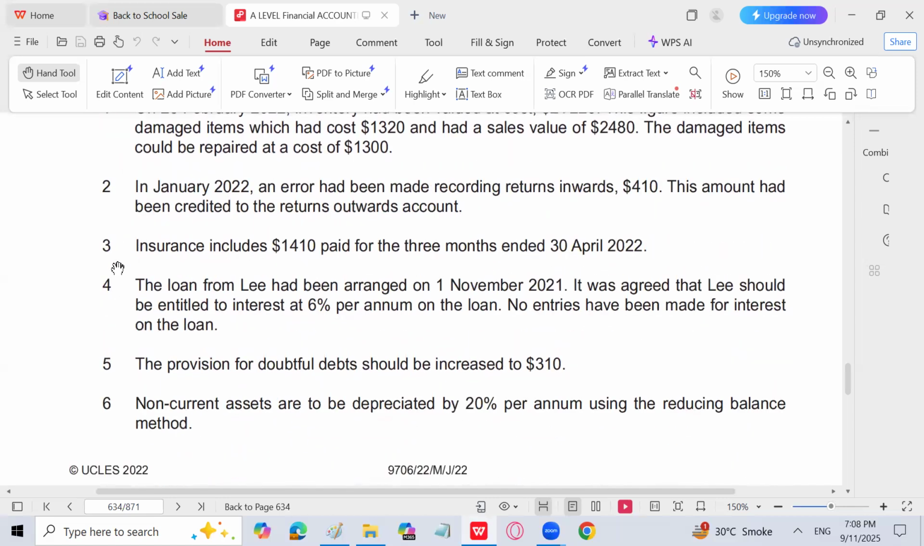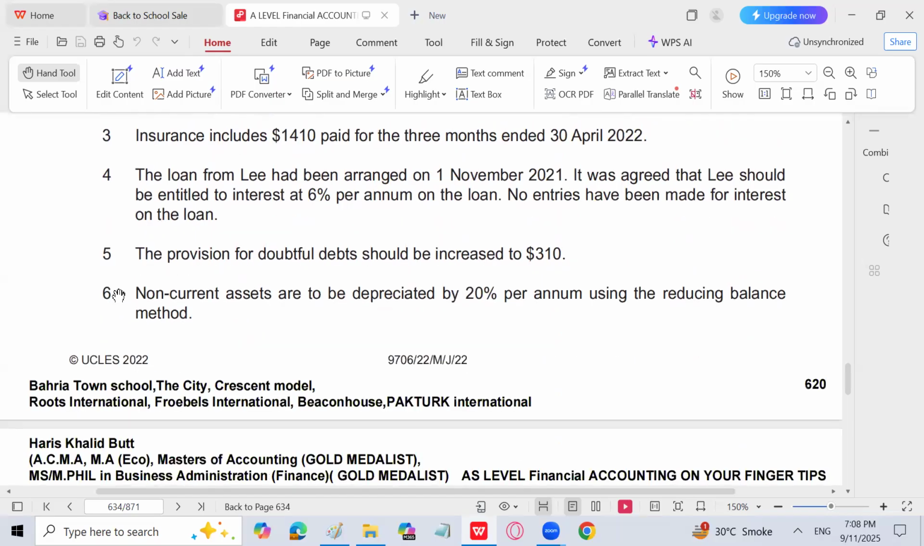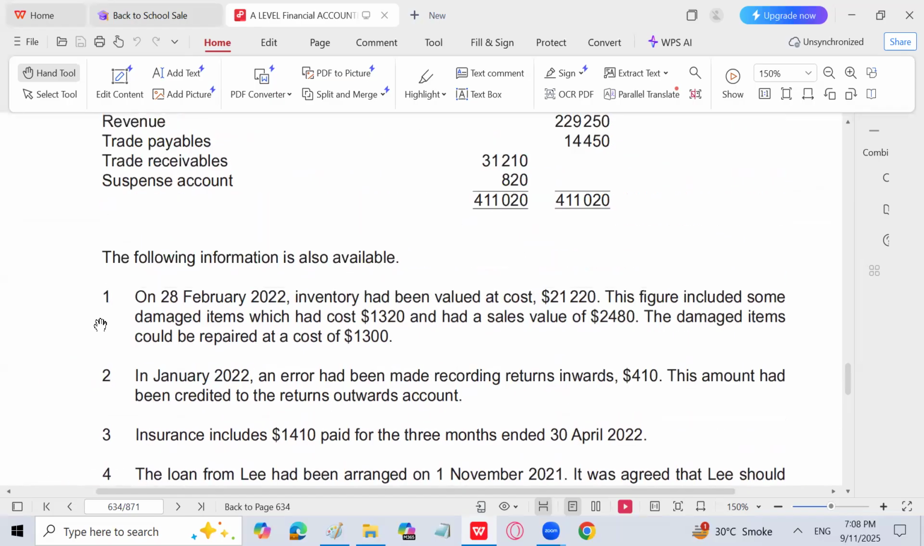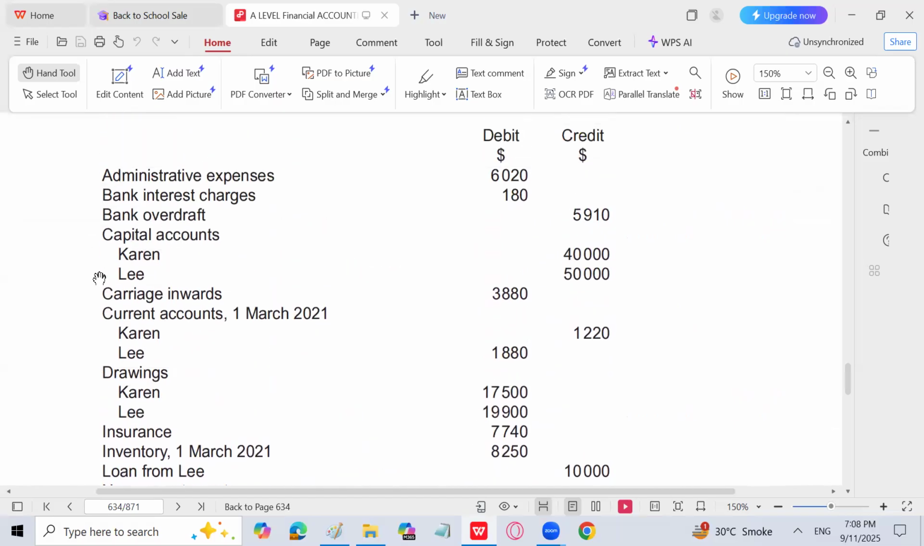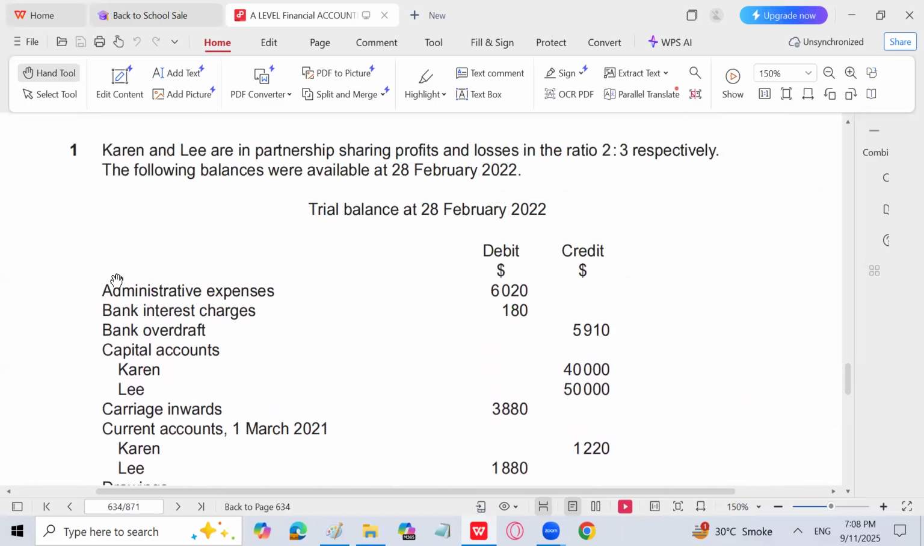In AS accounting 9706, we have this question which has come in May, June 22, partnership accounts. It is our variant, obviously. Let's move on. Karen and Lee are in partnership, sharing profit and losses in the ratio of 2:3, that is 2/5 and 3/5 respectively.